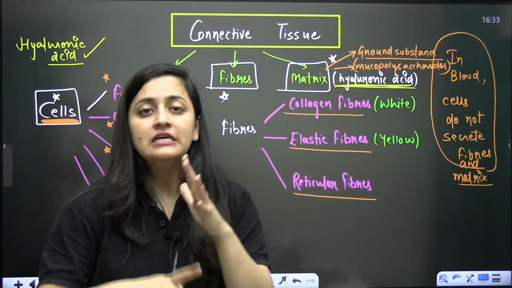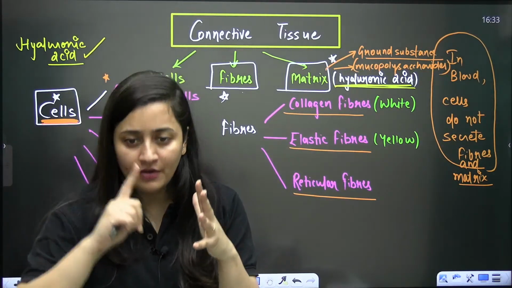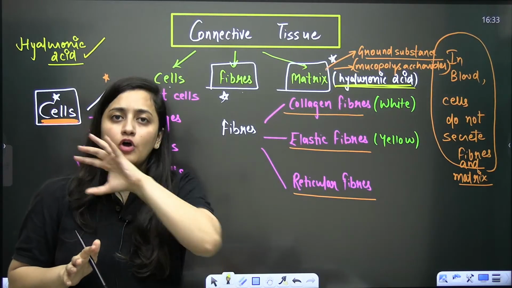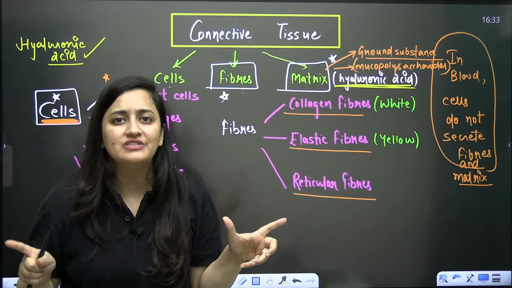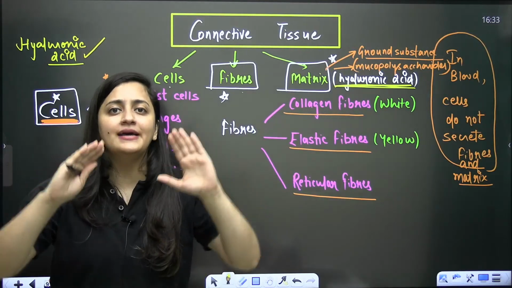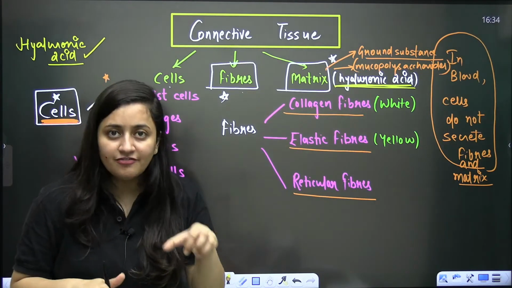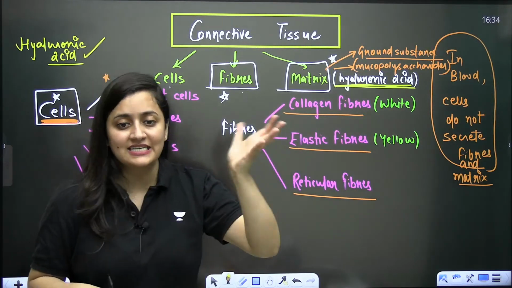You have cells, you have fibers, you have matrix. Now, in the case of blood only, we are not going to see fibers, we are not going to see the matrix. Blood is a fluid connective tissue. It is a vascular connective tissue.